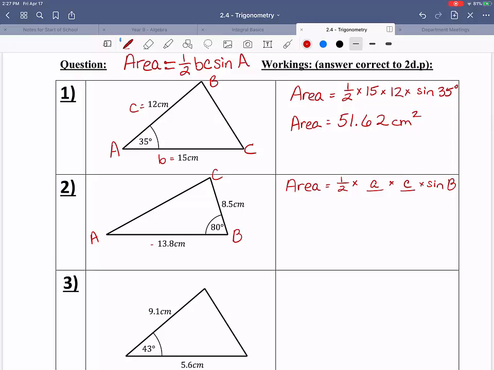So 13.8 is side C, 8.5 is side A, and that's what I need for my formula anyway. So the area equals 1/2, which I'm going to go ahead and write as 0.5, times 8.5 times 13.8 times the sine of 80 degrees. So that's what's going to go into my calculator. 0.5 times 8.5 times 13.8 times the sine of 80.